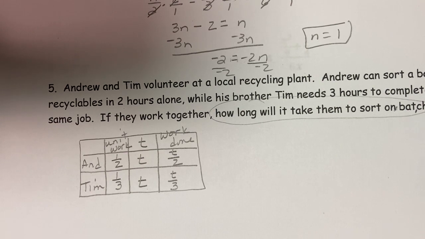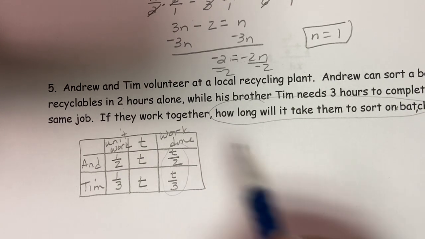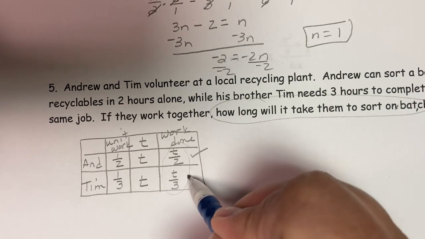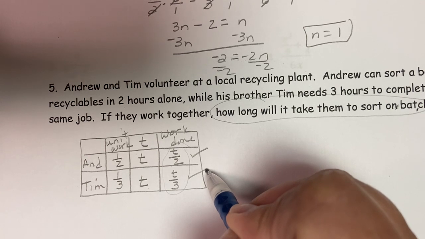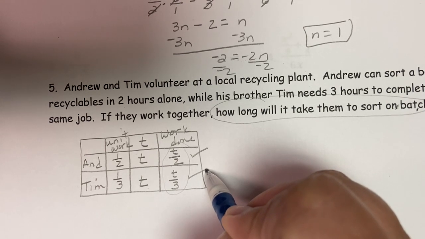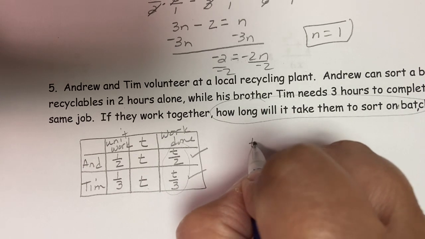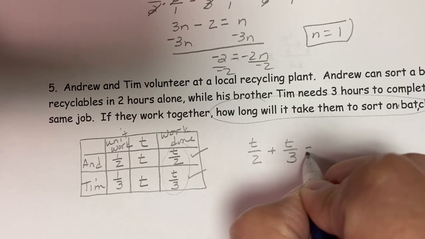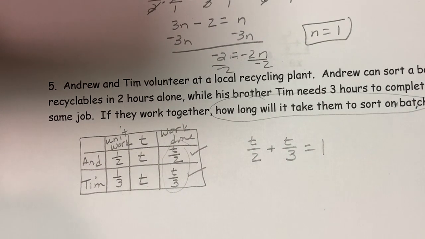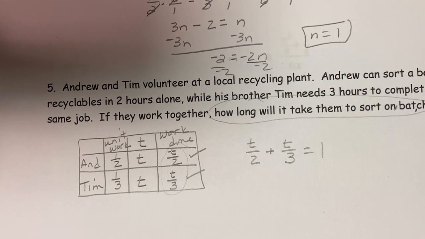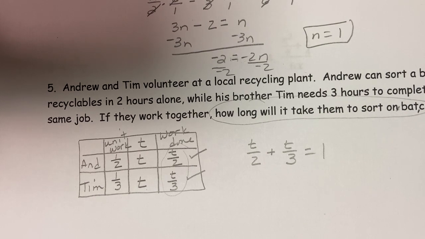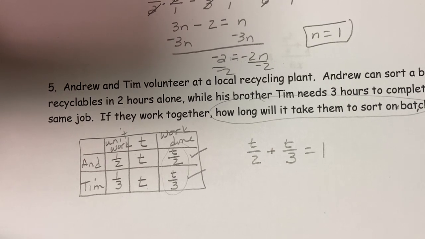Okay, so now, just like always, we're going to use the last column to set up our equation. If this is the part of the job that Andrew did, and this is the part of the job that Tim did, what they did together is one full job. So we're going to take T/2 plus T/3 and set it equal to 1. When you set up your problems like this, you always set it equal to 1, because together they do one full job. Whatever it is, roofing a house, sorting recycling, grading papers, it's one full job.